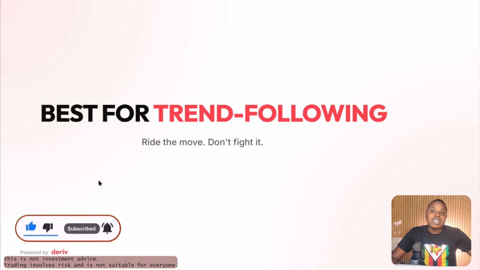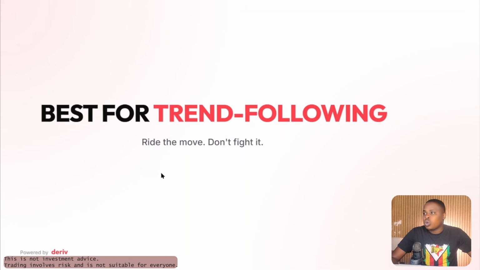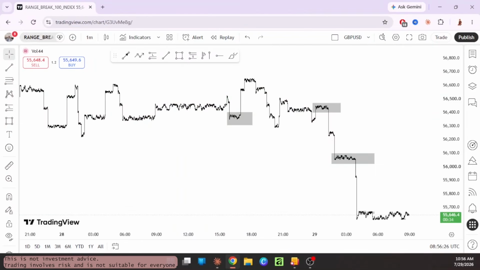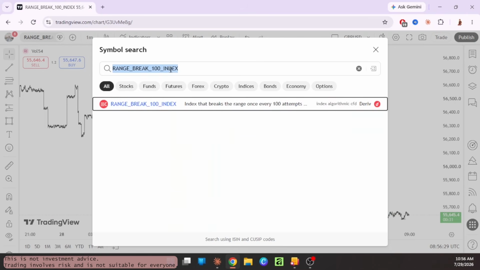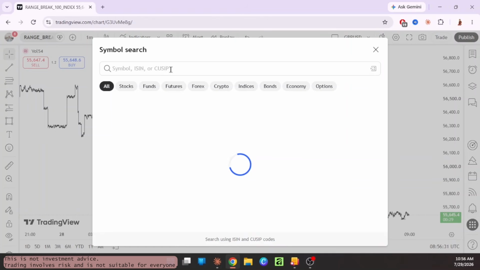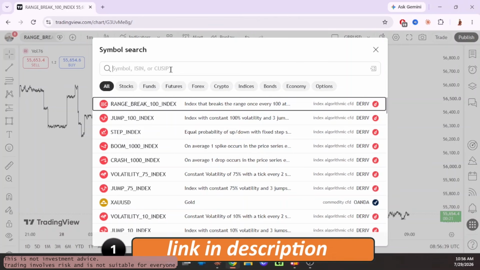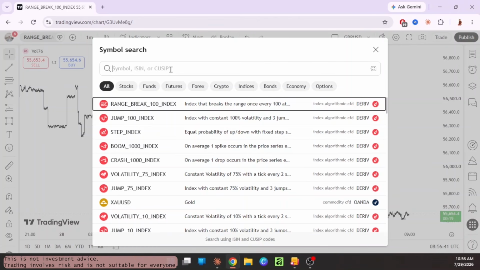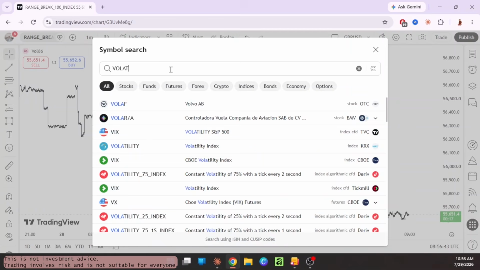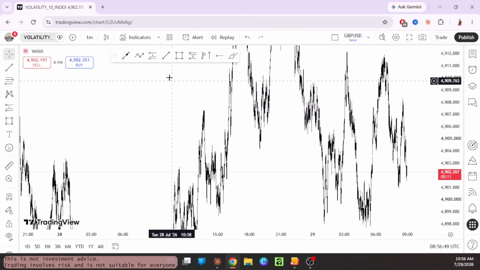So if you are trading volatility indices, as I said before, it is best for trend following, right? If you are someone who likes to trade trend following strategies, then this might be the best instrument for you. And let me show you why I'm saying this. If you go to TradingView, by the way, you can now trade synthetic indices on TradingView. If you want to learn how to do that, I will leave a link in the description. I created a video that shows you how to link your accounts and how to trade synthetic indices on TradingView.